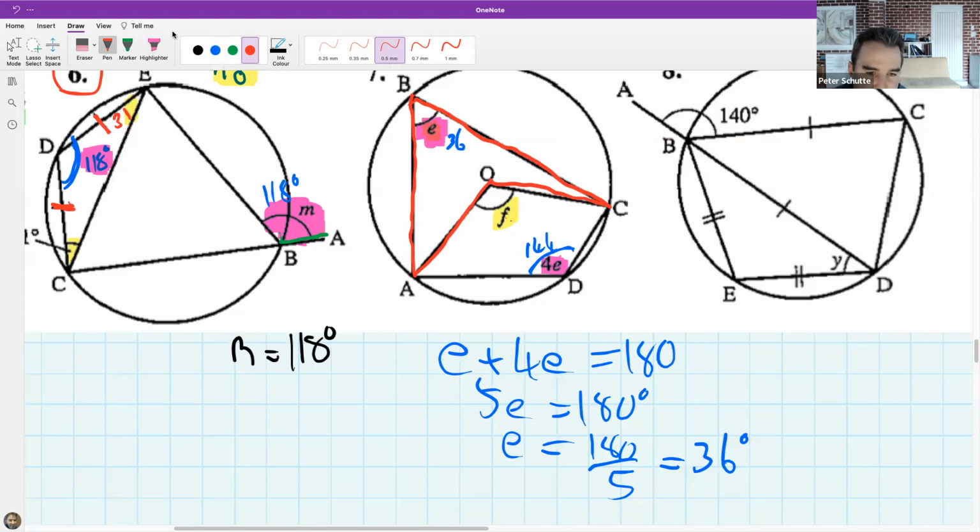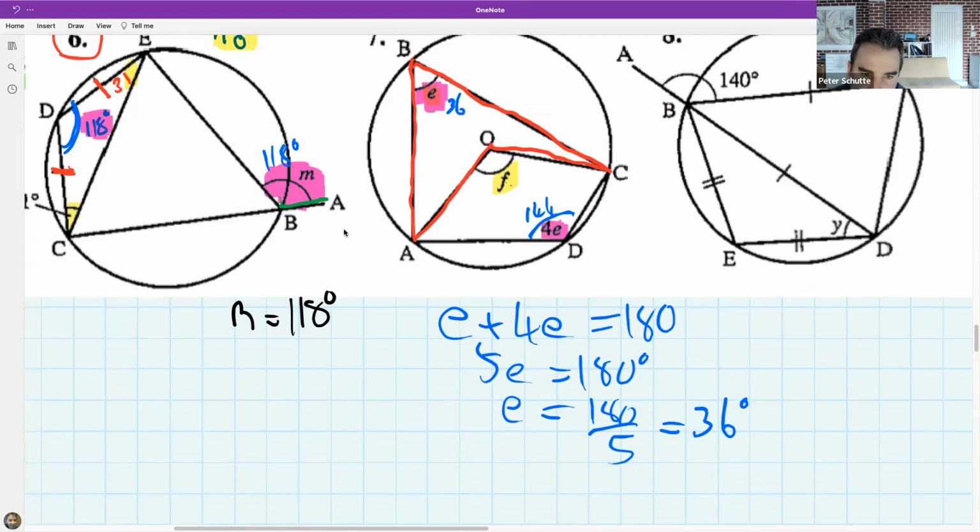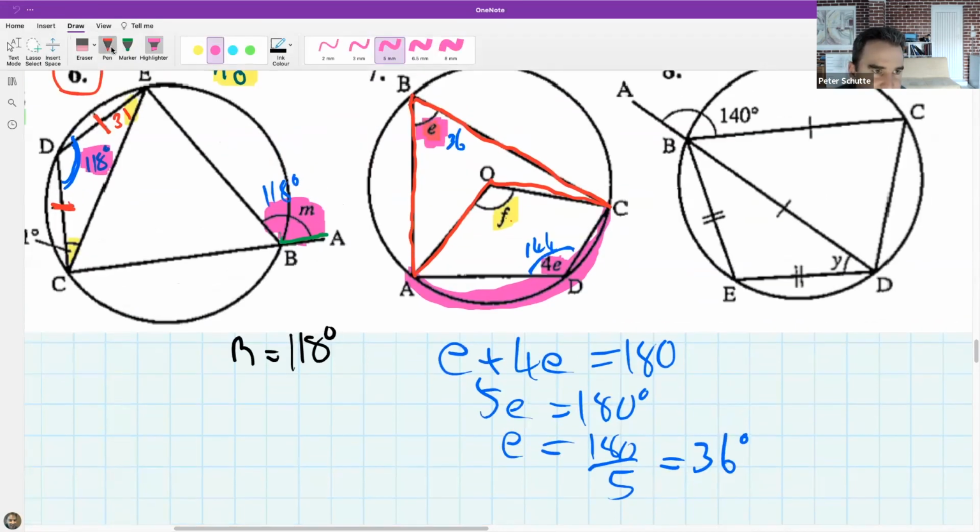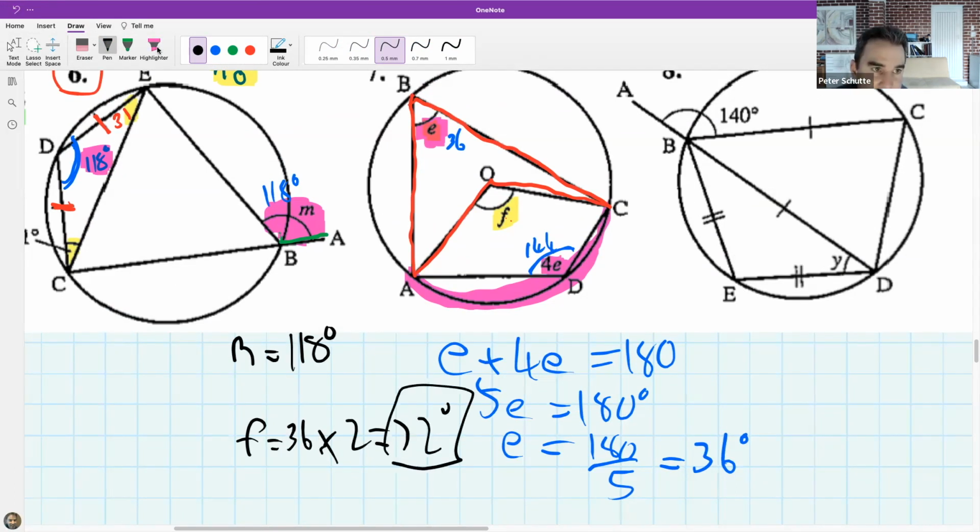So it's the angle at the center is twice the angle at the circumference. Here's your common arc, and you make the angle at the center, and it looks a bit like an arrowhead. And so the angle at the center is double the size of the angle at the circumference. This is kind of an older theorem from where we're doing it. And so we would say that F is 36 times 2, or 72 degrees. And that is the correct answer.